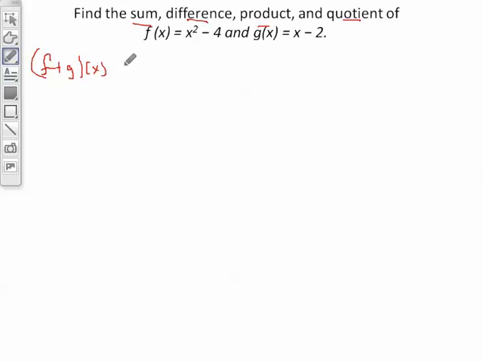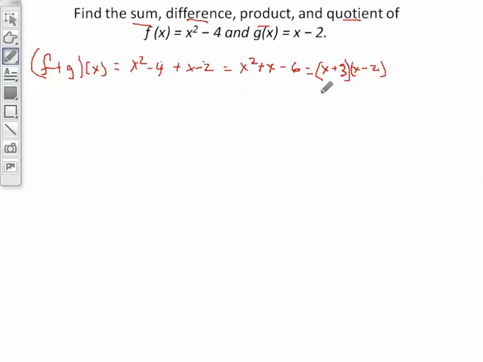Okay? So f of x is x squared minus 4. G of x, I'm going to add that on, x minus 2. Well, I can see the 4 and the 2 can be added together, can't I? And so what am I going to wind up with? That's going to be x squared plus x minus 6. Well, you know what? I think that I could actually factor that. That would be equal to x plus 3, x minus 2 as the factors of that.